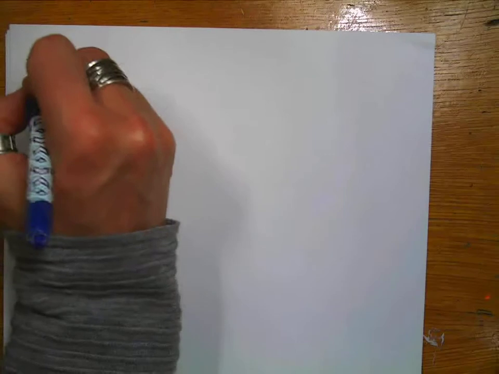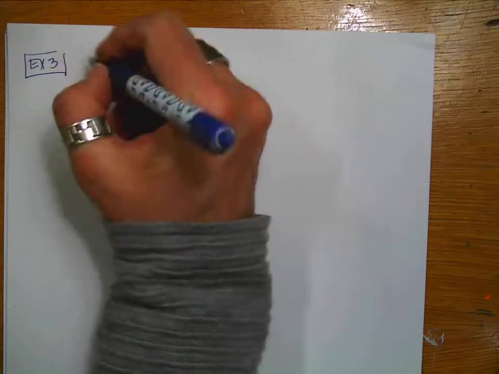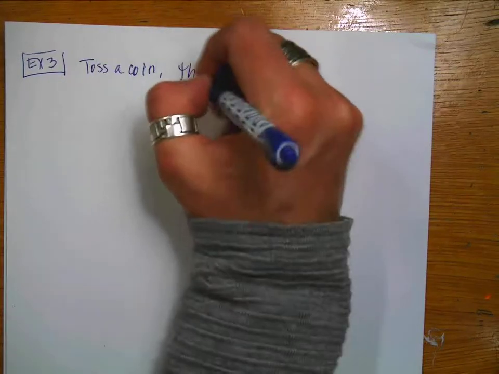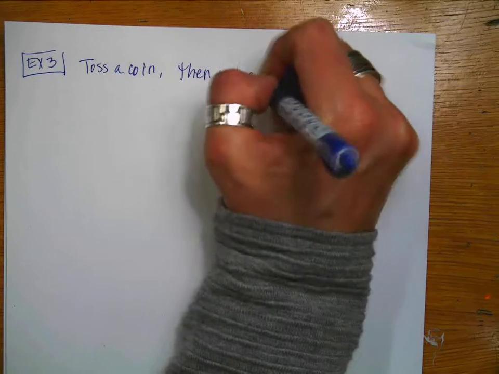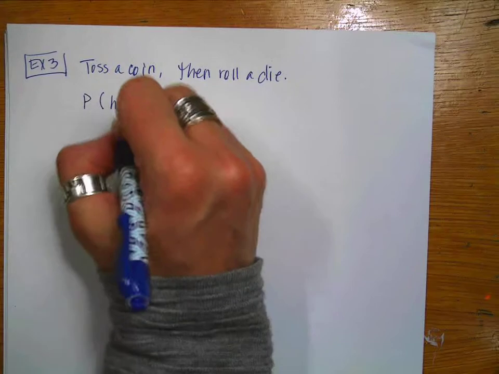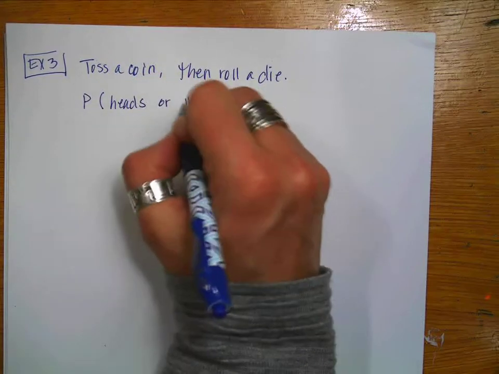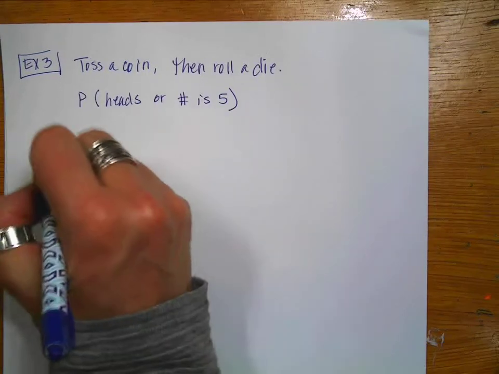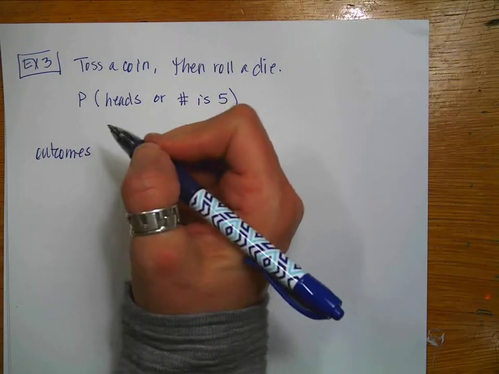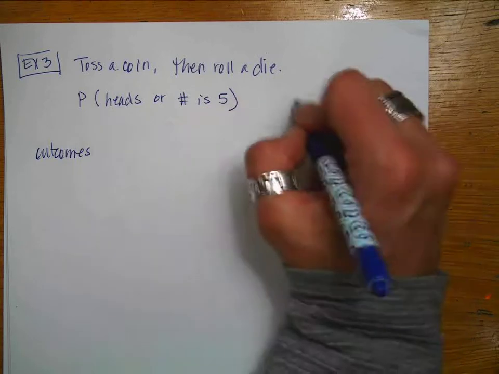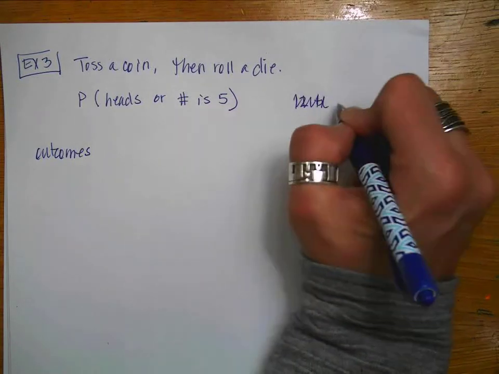Okay? For our next example, example number 3, we're going to toss a coin, and then we're going to roll a dice. Okay? So I want to know the probability that I get a heads or that the number is 5. So let's think about our outcomes. Okay? Alrighty.